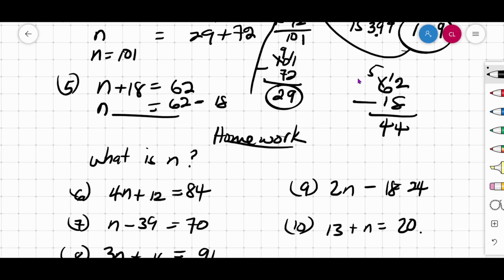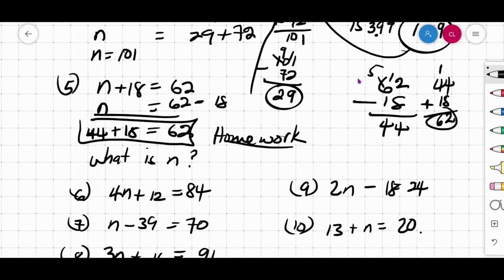Let's test this now to see if this is correct. So 44 plus 18 should be equal to 62. So let's go, 44 plus the 18 should give me 62. 8 and 4 would give me 12, carry 1, and 1 and 4, 5 and 1, 6. Notice that this one is the reverse of the other one here. So I would end up with 62 on both sides, and therefore I know that I am correct.